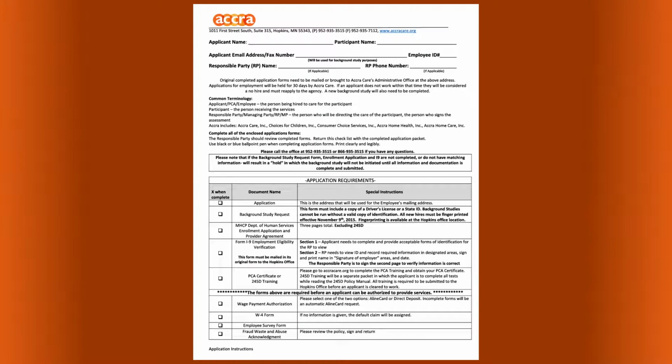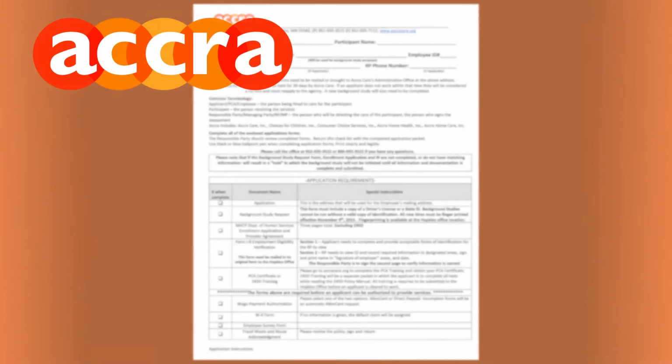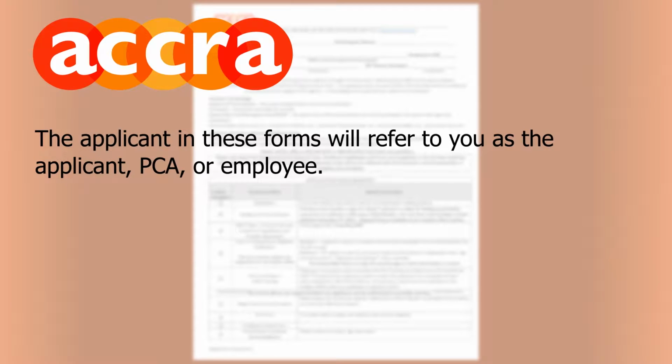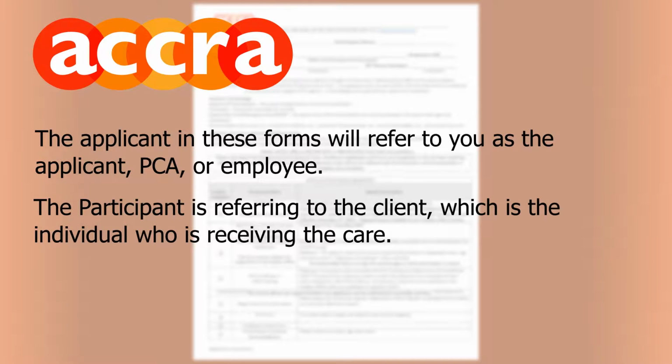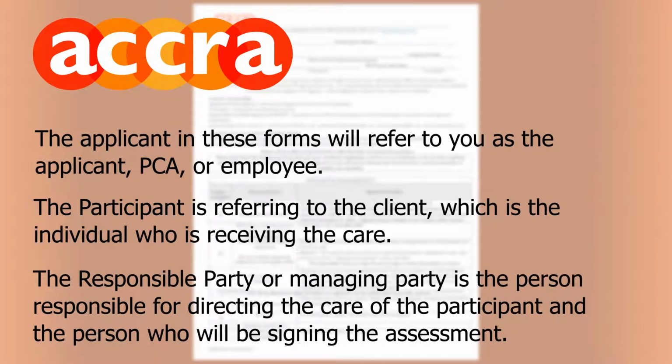Applying to be an ACRA Care PCA starts with the informational cover sheet. The applicant in these forms will refer to you as the applicant, PCA, or employee. The participant is referring to the client, which is the individual who's receiving the care. The responsible party or managing party is the person responsible for directing the care of the participant and the person who will be signing the assessment.